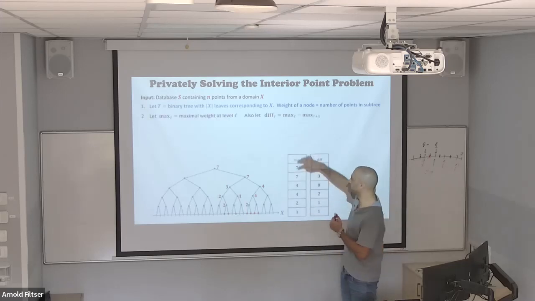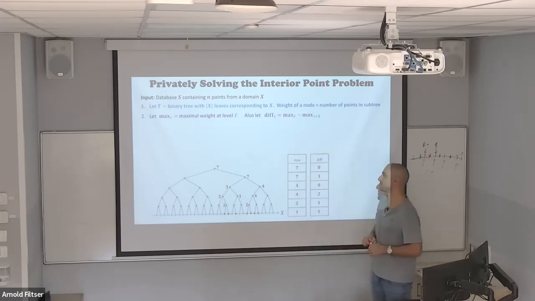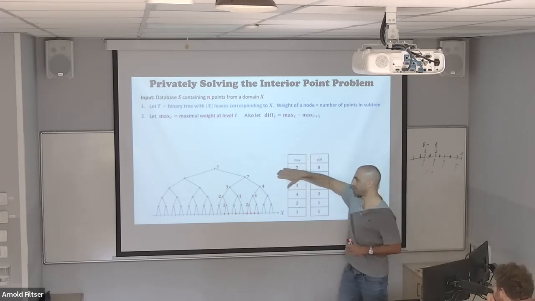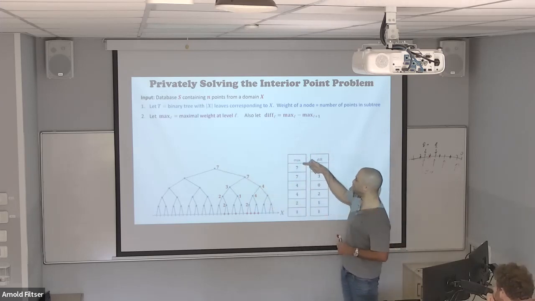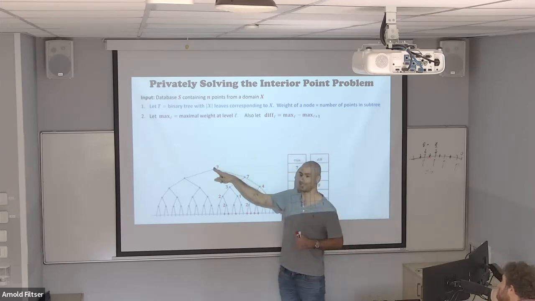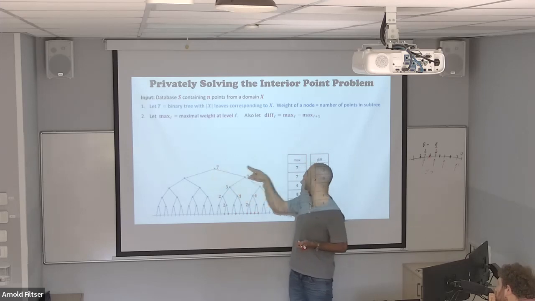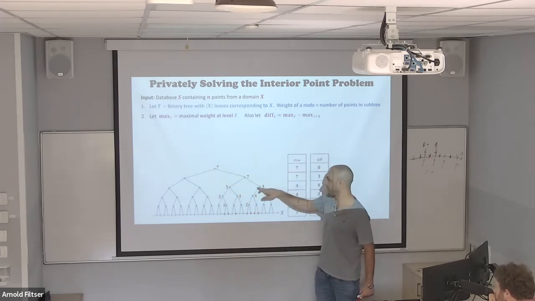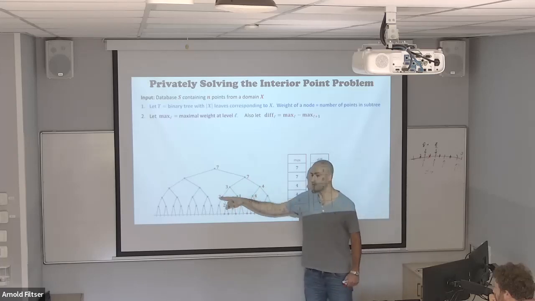Okay, now I have these two tables. What are these tables? The max table: the number of rows in the table is the number of levels in the tree. The max table just contains the maximal weight in each level. So the maximal weight in this level is 7. Here it's also 7. Here the maximal weight is 4. Also here, and so on.